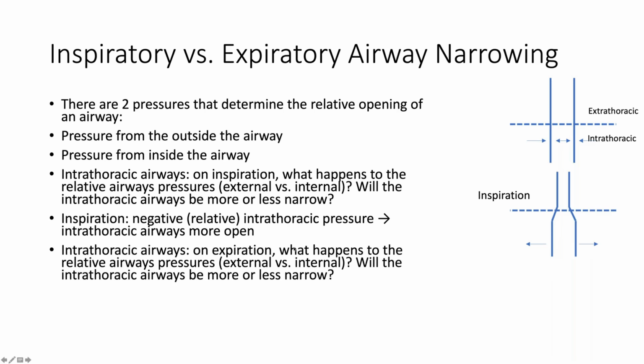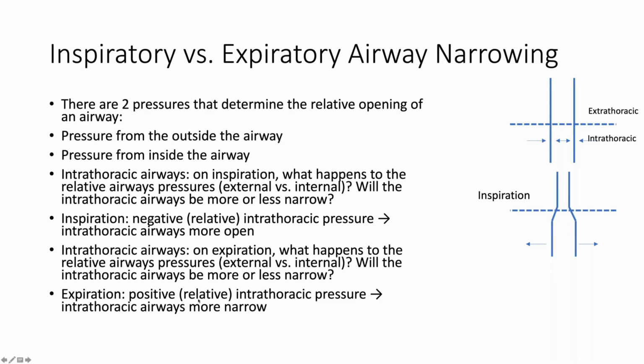So on expiration, Luis, what happens to the relative airway pressures, the external versus the internal? Will the intrathoracic airways be more or less narrow? We'll go to Mahana next. On expiration, I think the extrathoracic external pressure would be increased so that it will push on the trachea and it will collapse. Good. That is correct. The intrathoracic pressure should be higher, so then it should be smaller.